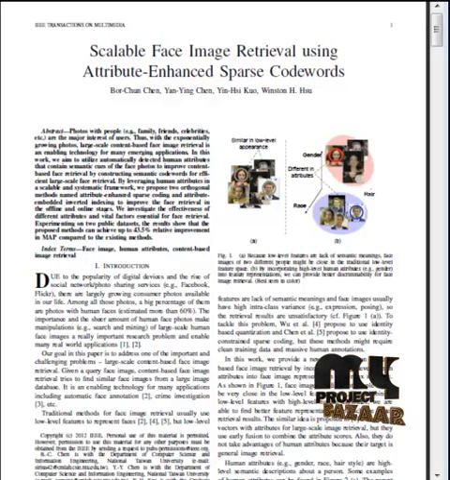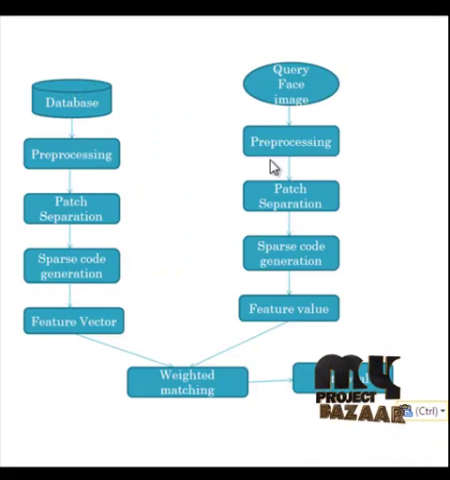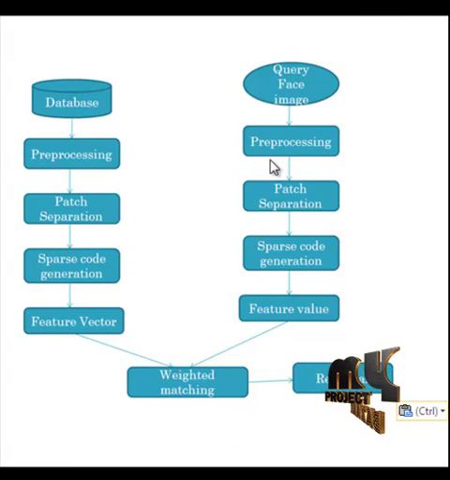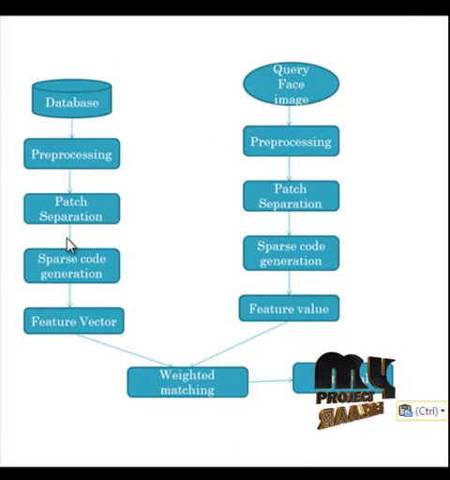Active shape model is a statistical model of the shapes of objects which iteratively deform to fit to an example of the object in a new image. This is the flow of our process. Here we have two stages. The first one is the training stage and the second one is the testing stage.